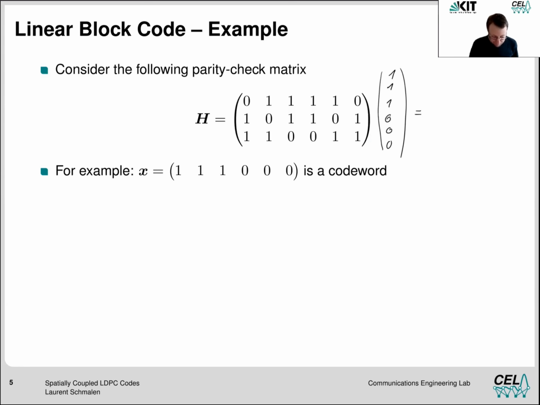You can do the same thing for the second row with this column, and we see that we also get 0. And if we repeat this for the third, we also get 0. So we have actually verified that this vector is a code word, and we can do the same for all possible vectors, and then we get the set of our code words. So essentially, it's like finding all the solutions to a system of binary equations.